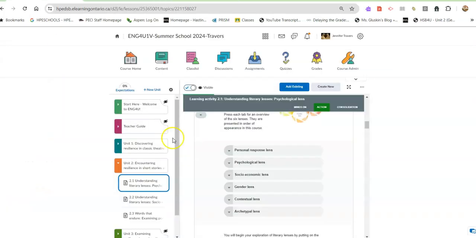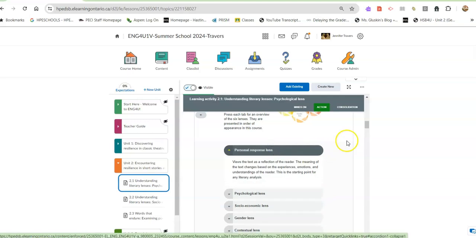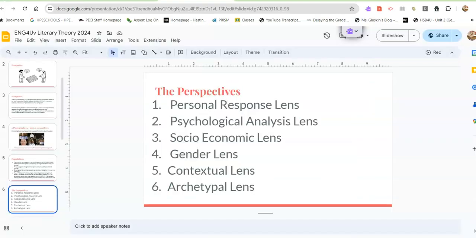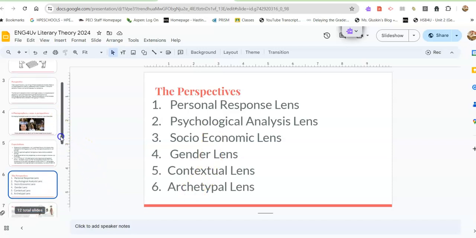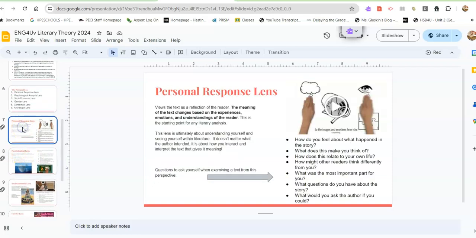I wanted to remind you that all of this information is actually in content. In addition to having these drop-down menus, as you scroll down in each of Unit 2, Activity 1, 2, and 3, there's more explanation and there's more information. So this slideshow is meant to simply highlight and to give you an extra resource as to what each of these lenses are. So we're going to be going through these 6 lenses, and I've got these slides right down here. So the very first lens that we're going to look at is the personal response lens.